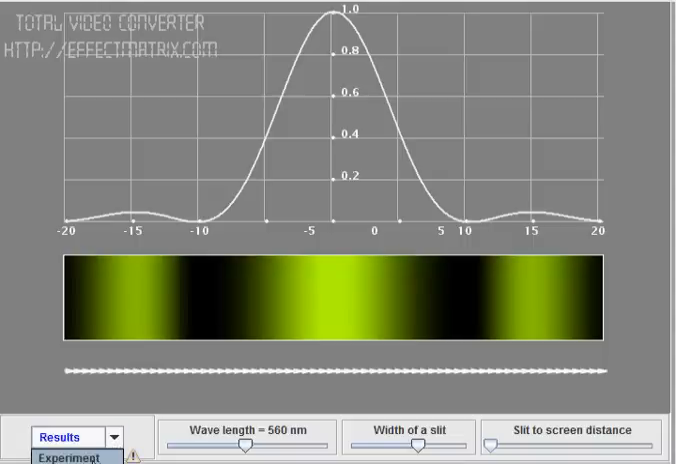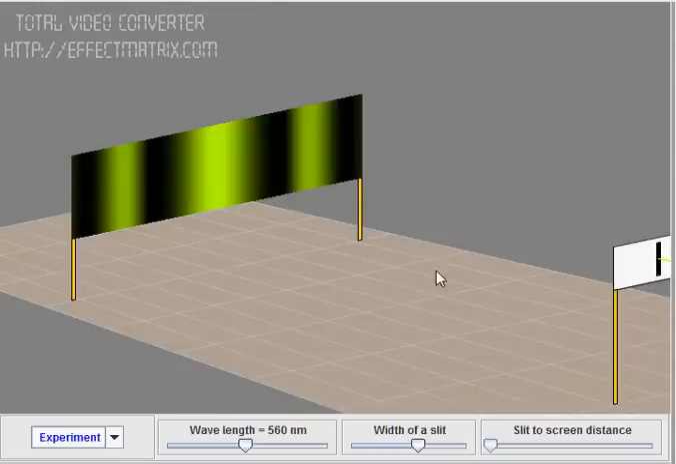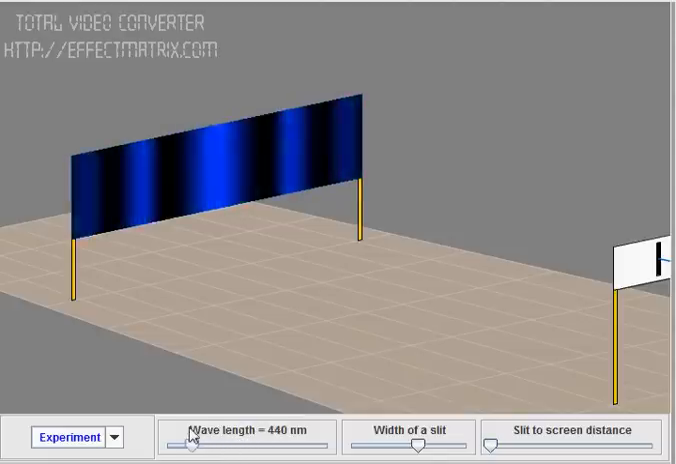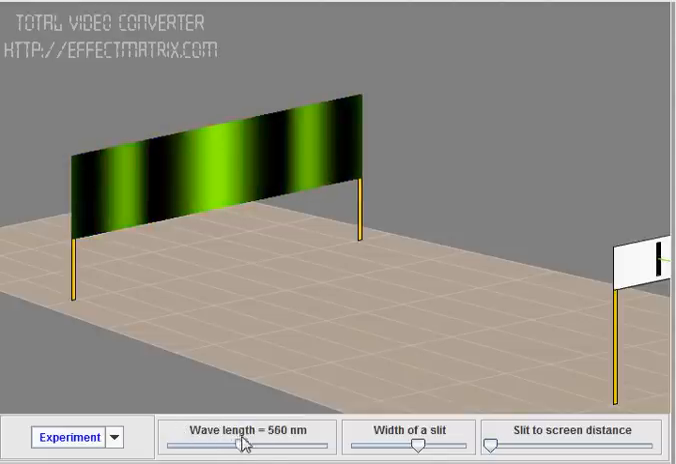Now the second thing is the factors which are related to it. First is the wavelength. Wavelength means which color is incident on it. If you change the wavelength, the light is going to change. You see, if I change the wavelength, the color is going to change, right? So the first thing is the wavelength.